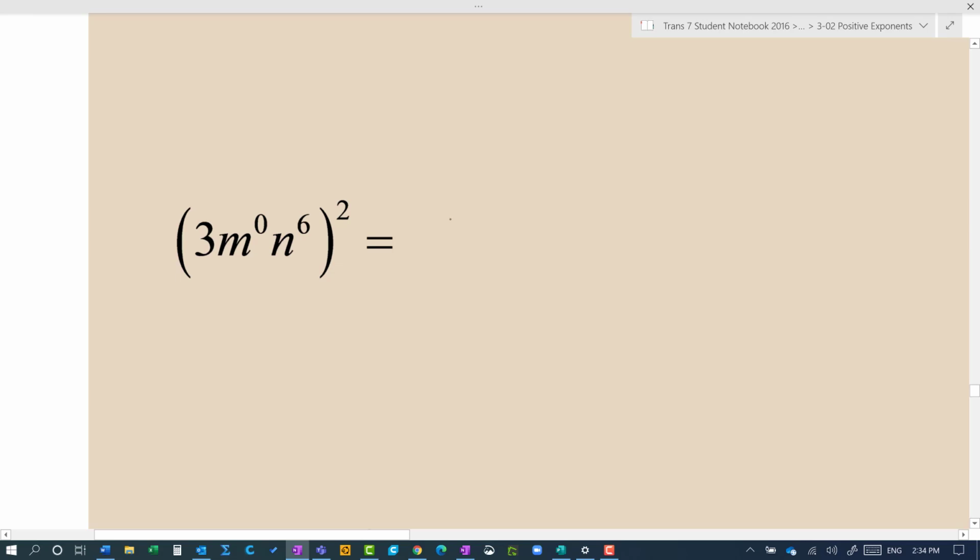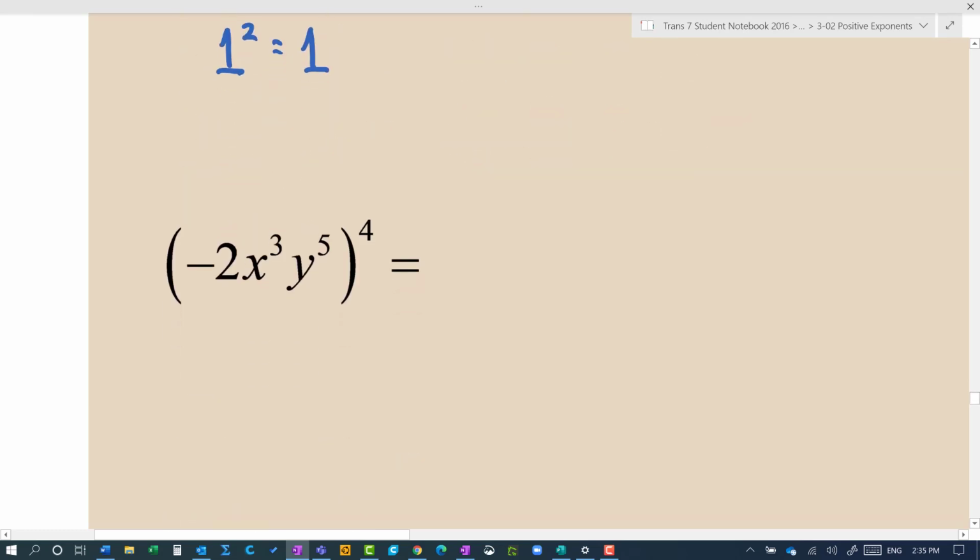You should end up with 3 squared n to the 12th, which is 9n to the 12th. Notice m to the 0 is the same thing as 1. 1 squared just equals 1, so you're just multiplying 1 times 3 squared times n to the 12th. So that 1 just kind of disappears because 1 times anything is itself.